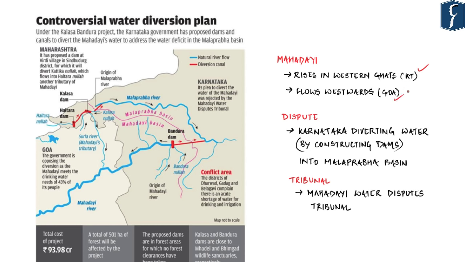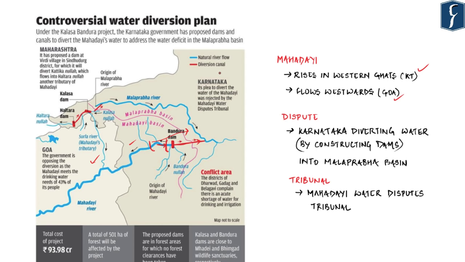Now this is the reason why there is a dispute between Karnataka and Goa, and there is no other state in this dispute. Now, as far as the cause of dispute is concerned, we can see that this river is being shared by Goa and Karnataka. Now, what Karnataka is trying to do is to divert the water of Mahadai towards the Malprabha basin. So, Karnataka is planning to build a lot of dams in this region so that the water can be transferred into the water scarce region of Karnataka.